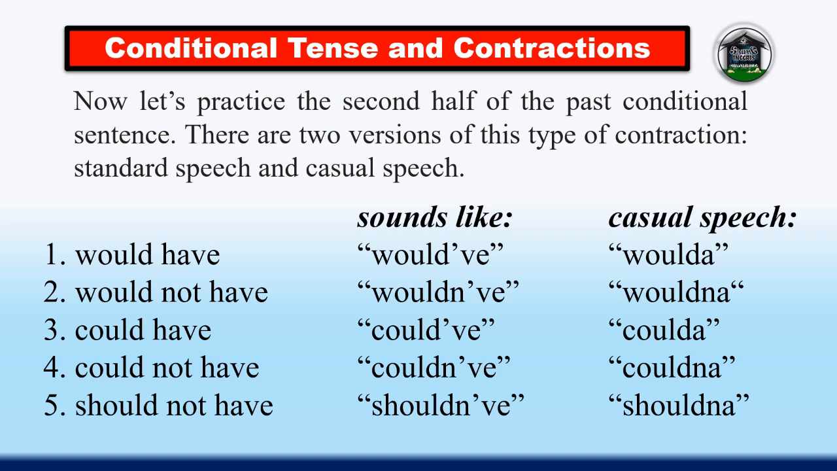Now, let's practice the second half of the past conditional sentence. You will hear two versions of this type of contraction. First, the standard speech, and then the casual speech. Would have sounds like would've, or in casual speech, woulda. Would not have, wouldn't've, wouldn't. Could have, could've, coulda. Could not have, couldn't've, couldn't. Should not have, shouldn't've, shouldn't.